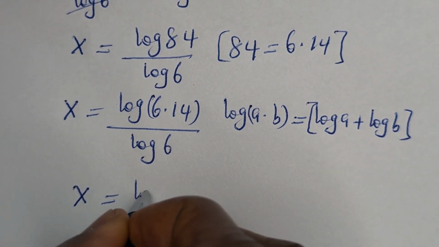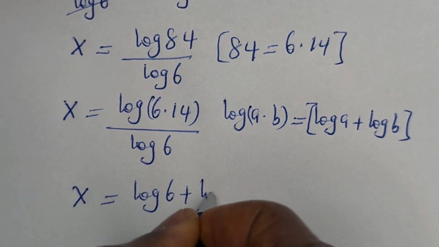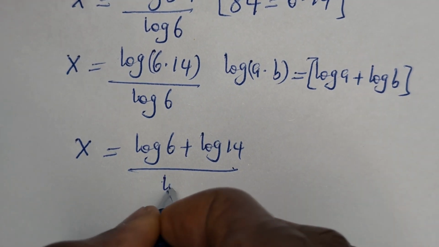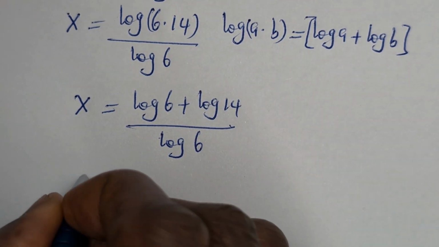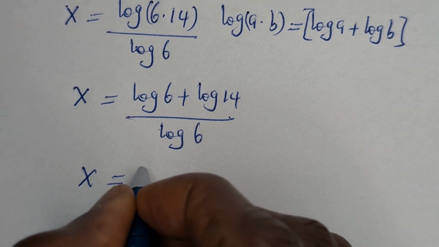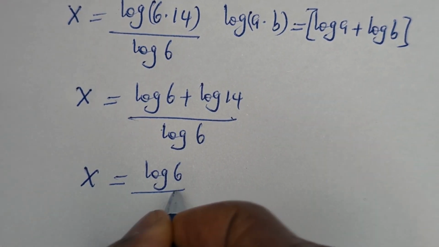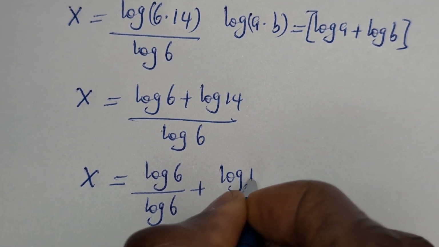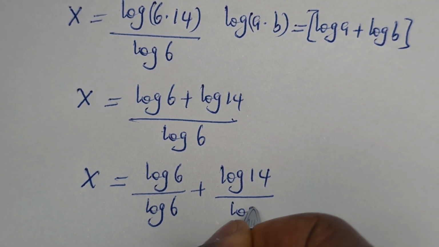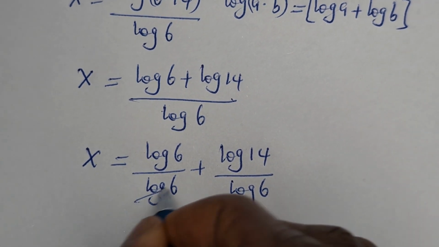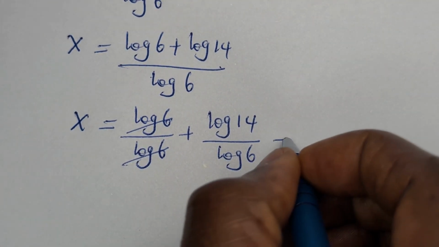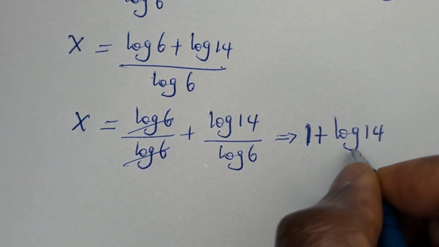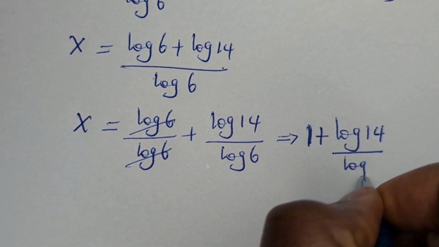x is equal to log 6 plus log 14 divided by log 6. x is equal to log 6 divided by log 6 plus log 14 divided by log 6. Log 6 cancels log 6, and this is 1 plus log 14 divided by log 6.